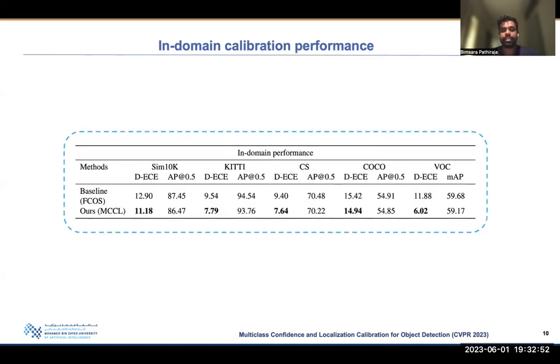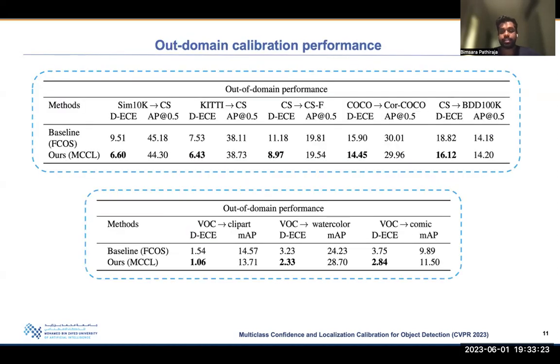We report the calibration error using detection expected calibration error, known as DECE, and the detection performance with AP values. We report results for 5 in-domain datasets, including both single and multi-class object detection: SIM10K, KITTI, Cityscapes, COCO, and VOC. Our method is able to achieve better calibration performance than the baseline in all cases, including the large-scale COCO dataset. For out-of-domain scenarios, we consider 8 scenarios, including Cityscapes to Cityscapes foggy, and VOC to clipart, watercolor, and comic, and corrupted COCO.